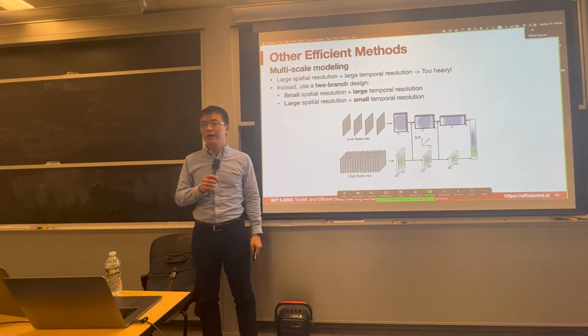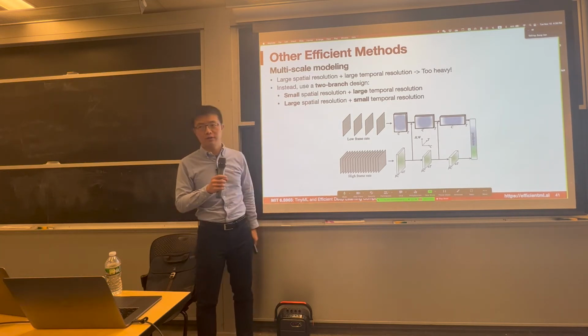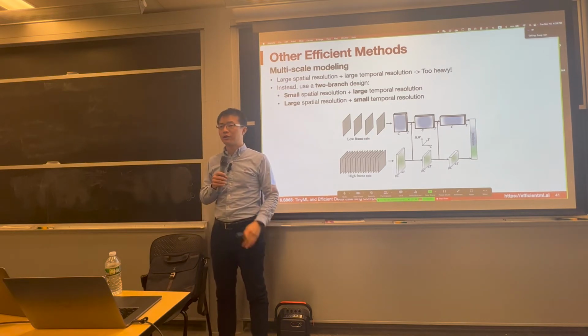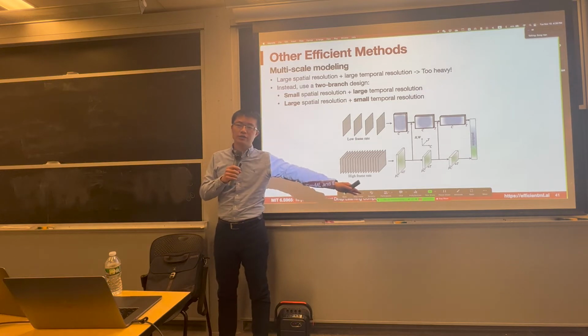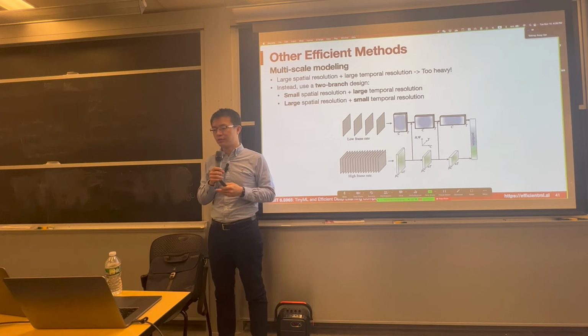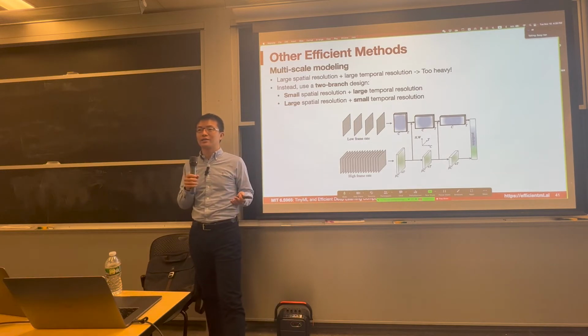So apart from decomposing from 3D to 2D plus 1D, there's also multi-scale modeling, right? The motivation is that we want to capture a large spatial resolution and also a large temporal resolution, to watch as much as possible in the past and also watch the entire frame as much as possible, right? So that's very computationally heavy. So can we have a two-branch architecture, one branch focusing on each part?